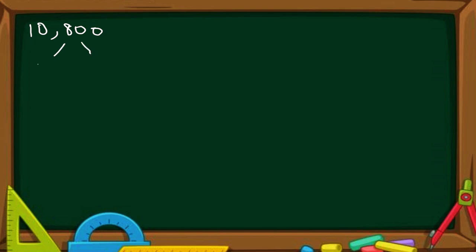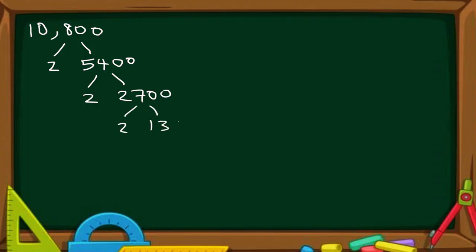So this might take some more work. Let's divide it by 2. Half of 10 is 5. Half of 8 is 4. So half of 10,800 is 5,400. If we divide that by 2, 54 divided by 2 is 27. So this is going to be 2,700. And then if we divide that by 2, this is going to be 1,350. And we could divide 1,350 by 2 due to the 0 at the end. And that's going to be 675.